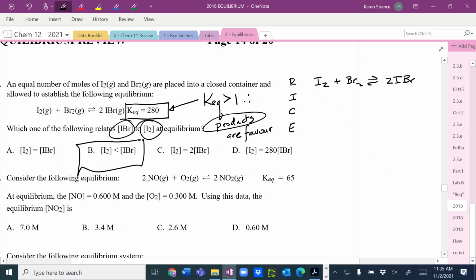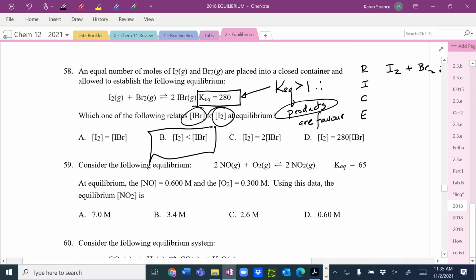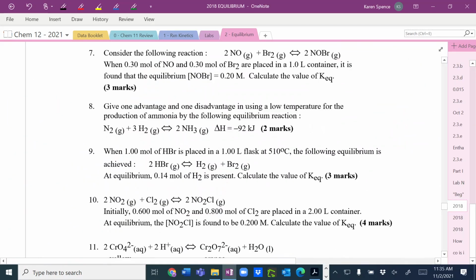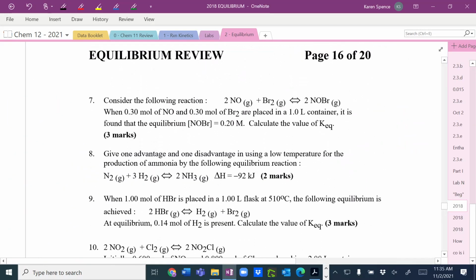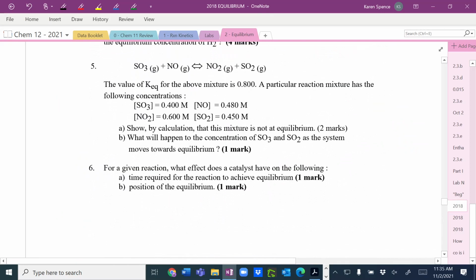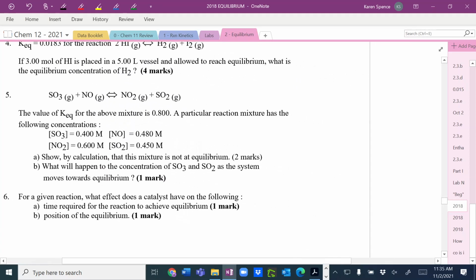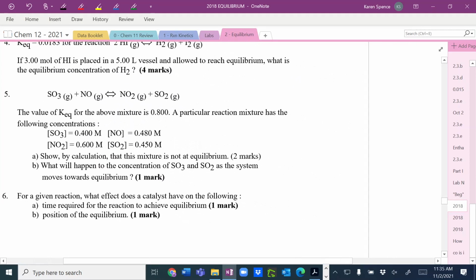All right, and we wanted written response number 5. Oh, that looks promising there. Where did it go? Come back here. There we go. The value for the KEQ is 0.8. A particular mixture has the following concentrations. Show by calculation that this mixture is not at equilibrium. How are we going to show that it is not at equilibrium?